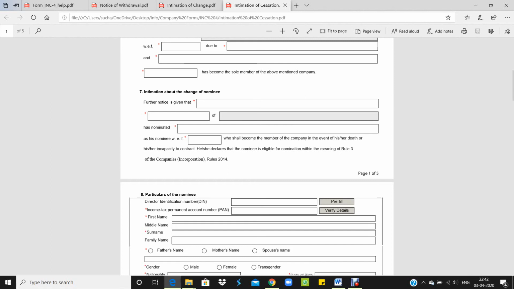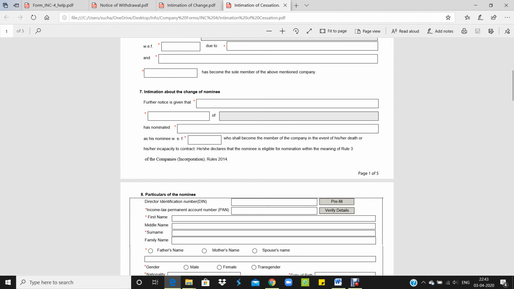Further notice is given that the person, in the sense the new member, and the new member's name, here you have to mention the one person company's name, has nominated the new nominee, whose name has to be mentioned here, as his nominee with effect from the date on which the new nominee has been appointed. He shall become the member of the company in the event of his or her death or incapacity to contract. He or she declares that the nominee is eligible for nomination within the meaning of Rule 3 of Companies Incorporation Rules 2014.